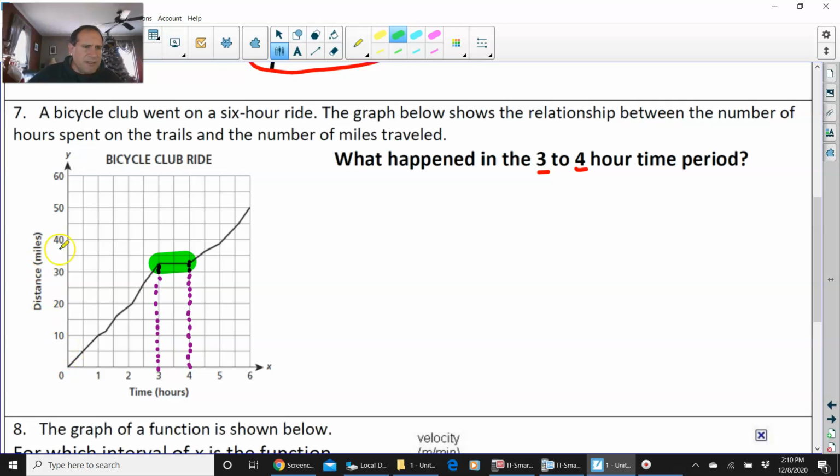So they left. This is distance in miles. This is time that's going by.